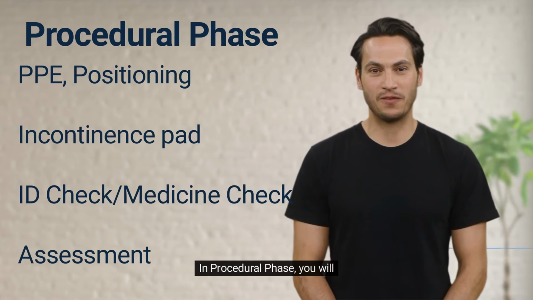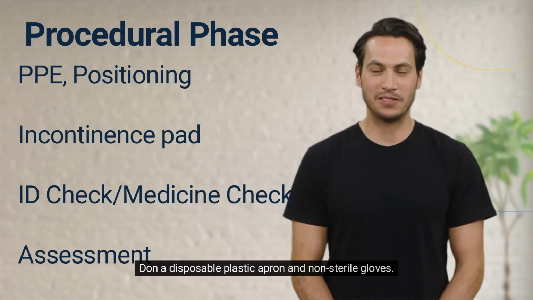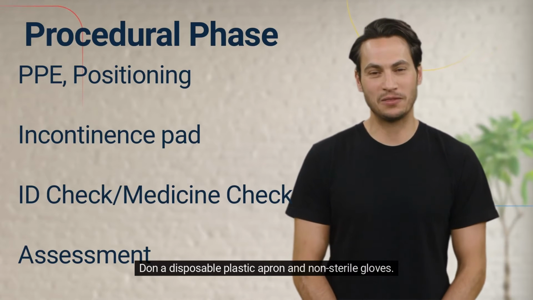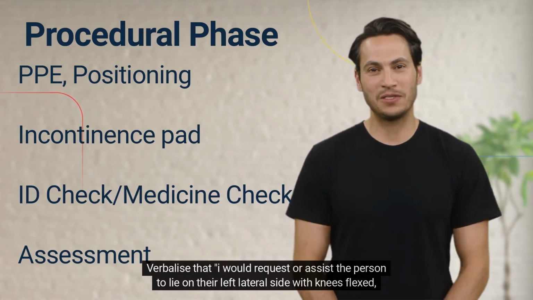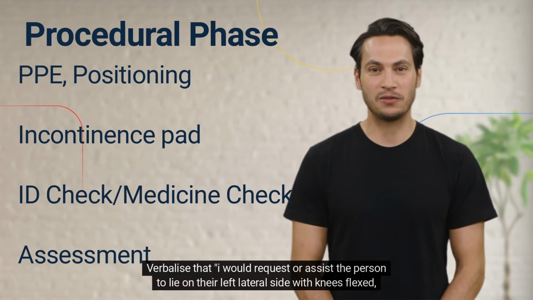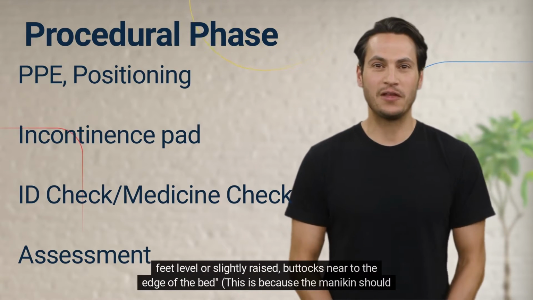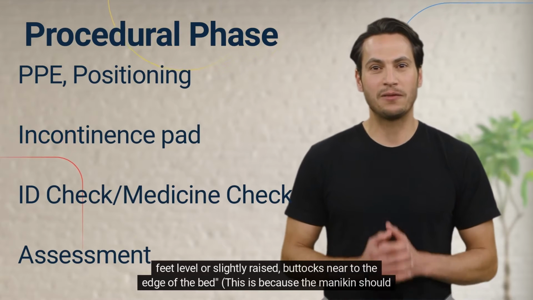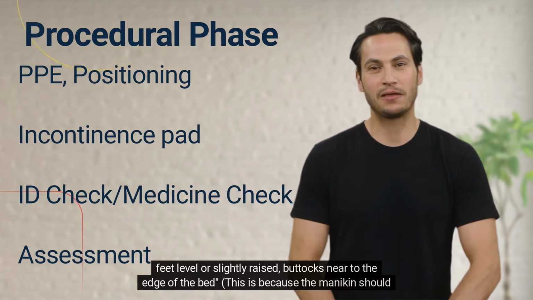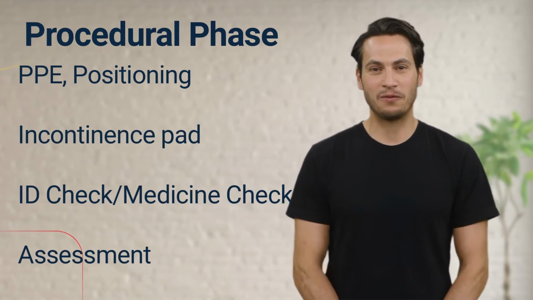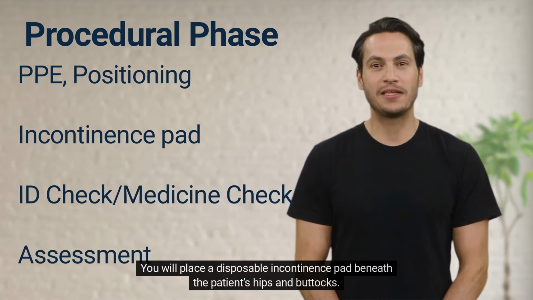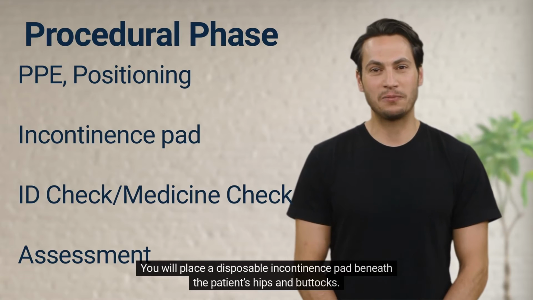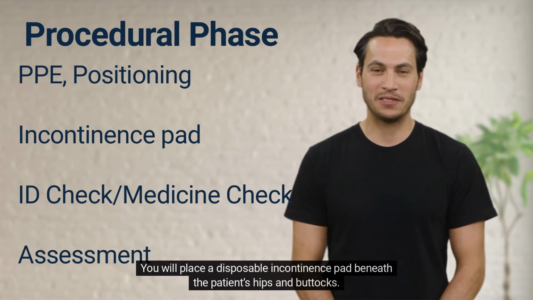In procedural phase, you will don a disposable plastic apron and non-sterile gloves. Verbalize that "I would request or assist the person to lie on their left lateral side with knees flexed, feet level or slightly raised, buttocks near to the edge of the bed." This is because the mannequin should not be moved into position for health and safety reasons. You will place a disposable incontinence pad beneath the patient's hips and buttocks.